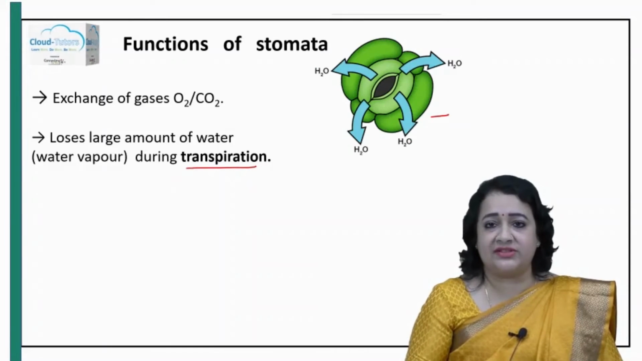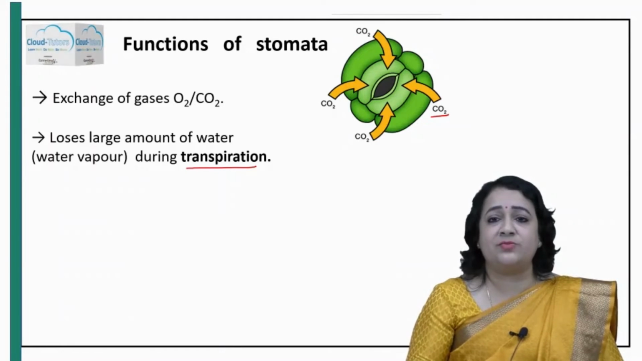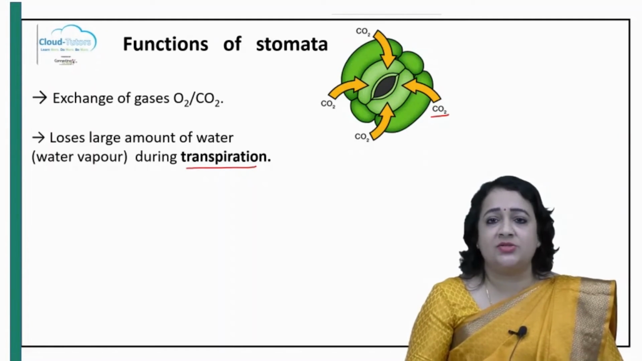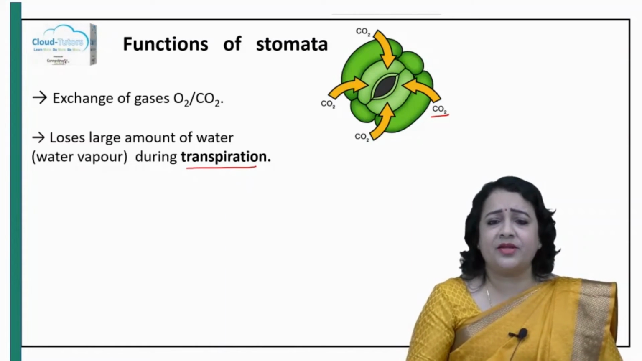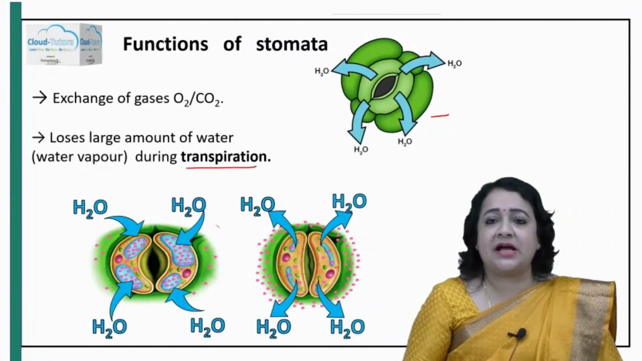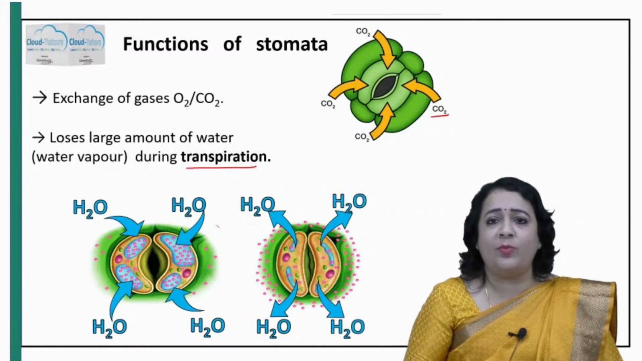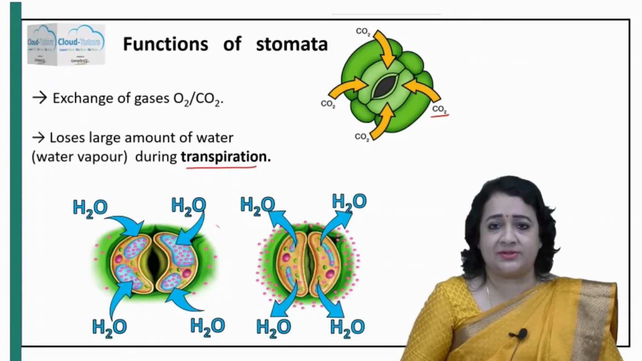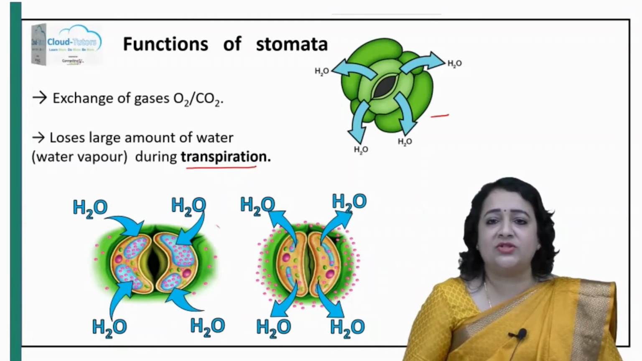So the main function of stomata is exchange of gases. That is, for photosynthesis, the carbon dioxide has to come into the plant, and the oxygen produced during photosynthesis will go out. So this exchange of gases happens through the stomata, and the process of transpiration also happens through the stomata. Now the question is, how does this exchange happen? How do the guard cells open and close? How does the functioning of the guard cells affect this process of exchanging gases and transpiration? So opening and closing of stomata depends upon the condition of the guard cells.